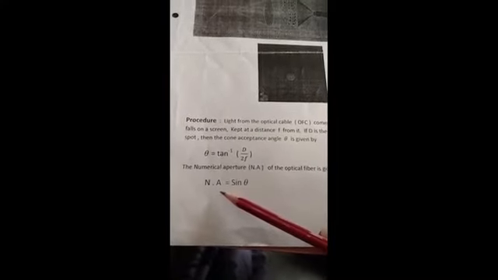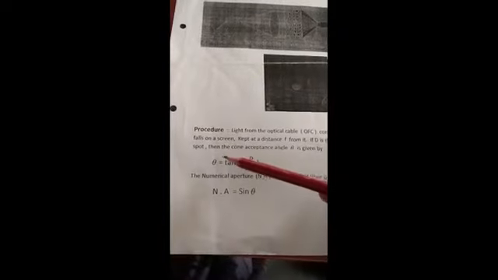The corresponding numerical aperture of the optical fiber is given by NA is equal to sin theta. Here theta is the cone acceptance angle, and the corresponding value of sin theta will be considered as the numerical aperture of the given optical fiber.